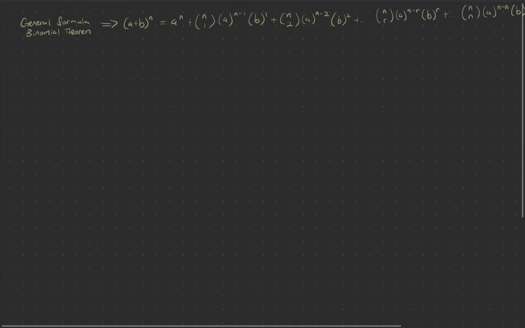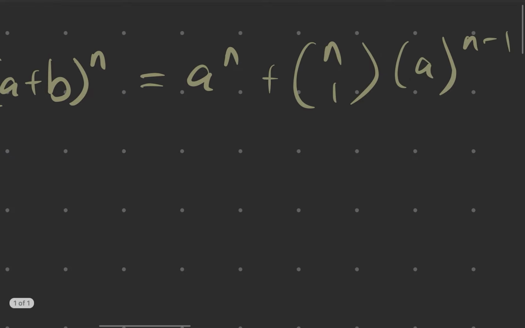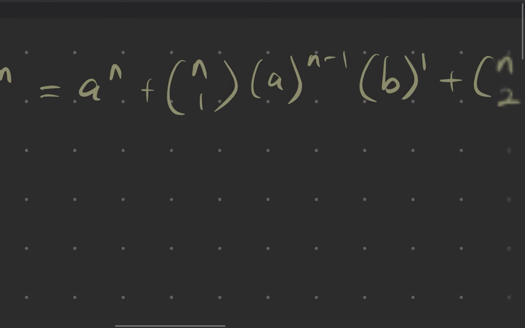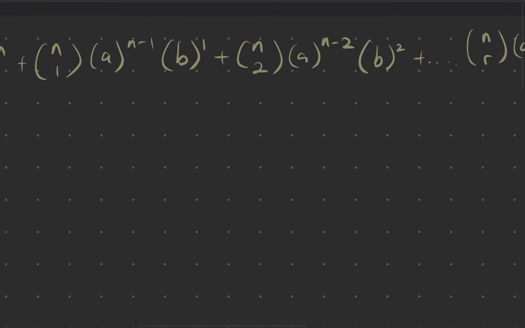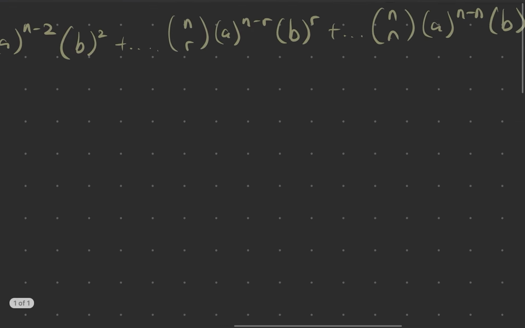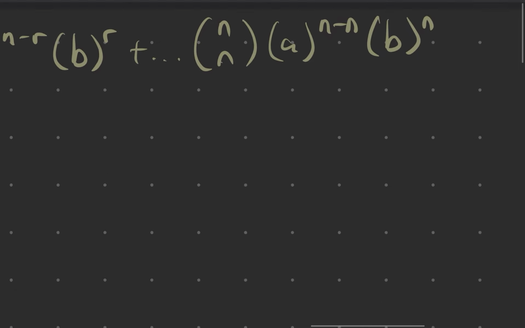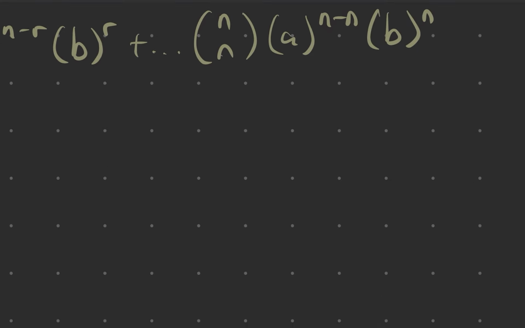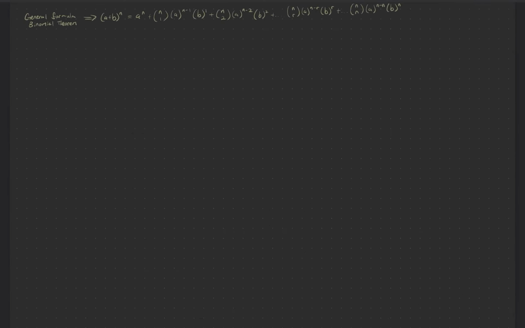So yesterday I posted a video talking about what is the general formula of the binomial theorem. So this is the general formula of the binomial theorem, which is (a + b)^n equals a^n plus n choose 1 times a^(n-1) times b^1, and then it goes on in that pattern. And then it reaches n choose r times a^(n-r) times b^r, and then it goes on until it reaches n choose n times a^(n-n) times b^n. So this is the general formula of the binomial theorem.